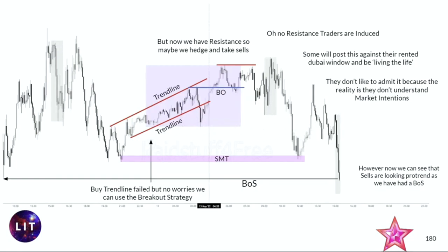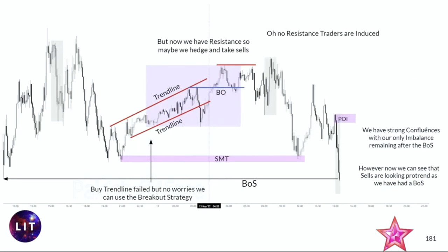So marking up this zone, we have a POI, we have strong confidences. It's our only remaining imbalance after this break of structure over here. Now, at this point, we also get our trendline sellers getting into the market. And this lines up actually perfectly with this POI. So you have major confluences, the major area where you should sell. So we have trendline sellers as well as your smart money concepts combining structure traders into this zone. So perfect. We have our reaction.